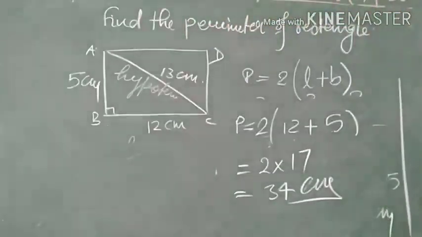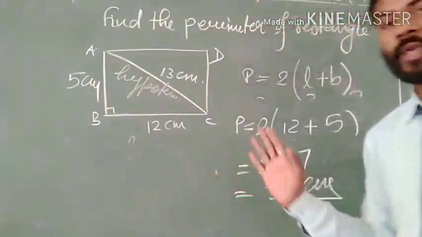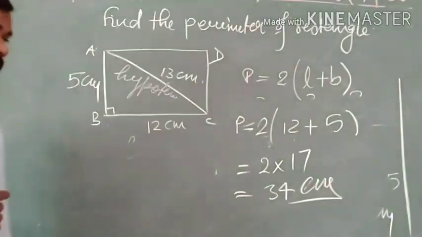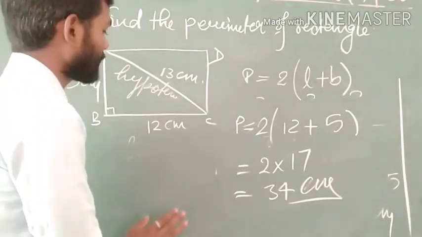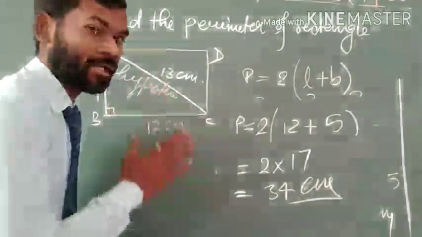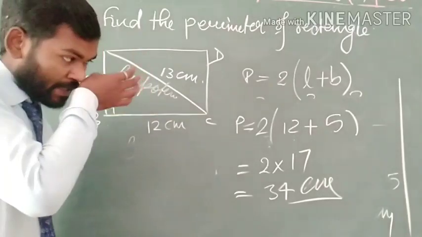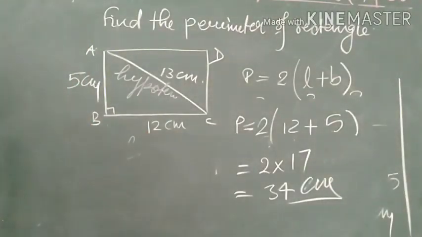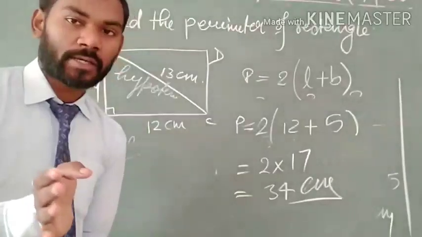Okay, students. So now let us see the question once again. Question is very easy. We have to do nothing here. Sorry for taking the time. So in this question, there is a rectangle in which the length is 12 centimeter, and the diagonal is 13 centimeter, but its width is not given.